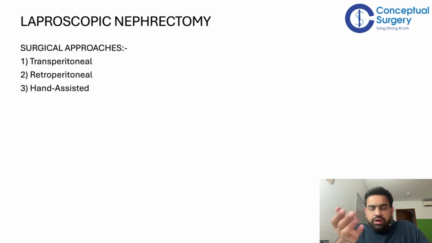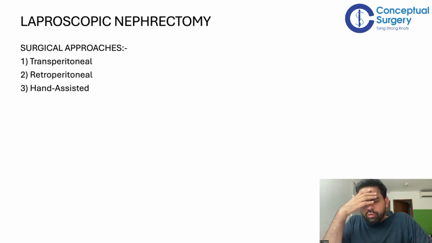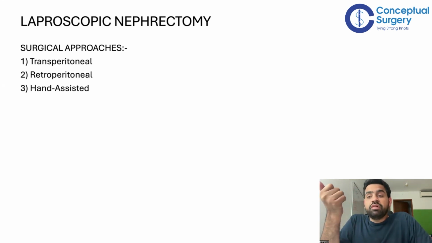Now, all of you understand what a nephrectomy is. Nephrectomy is basically the removal of the kidney from the body. Why would you want to remove a kidney from the body? Let's say there is a non-functioning kidney. Say there is a staghorn calculus, which has led to hydronephrosis, which has led to a poorly functioning kidney. That can be one of the reasons.